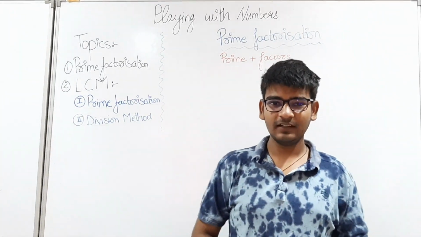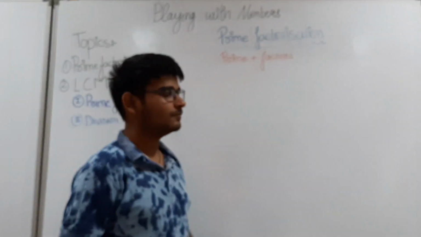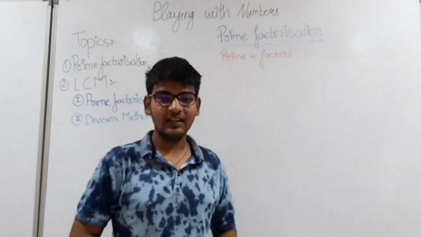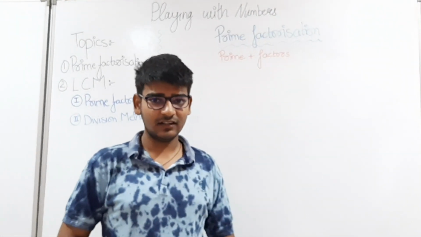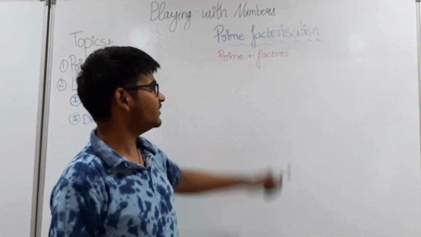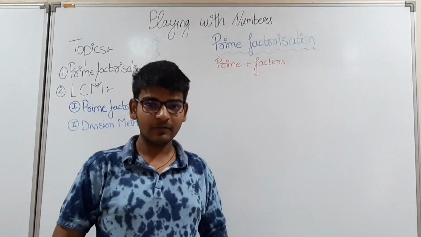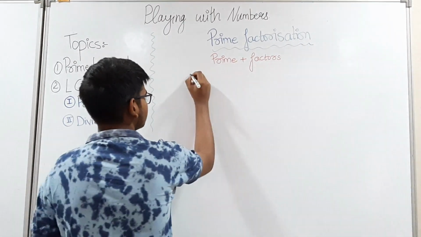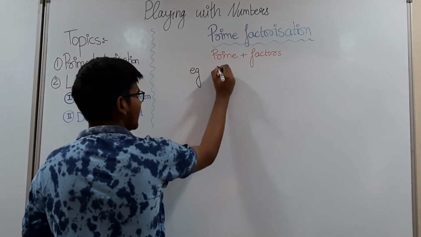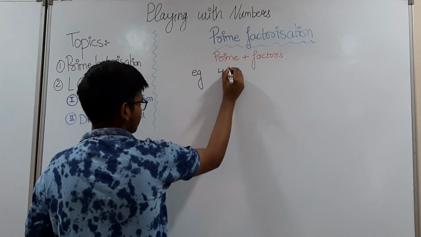Our first topic is Prime Factorization. Prime factorization is a combination of two words, that is prime plus factors. So prime factorization means breaking a number into its prime factors. Let us take the example. Let the example be 45.